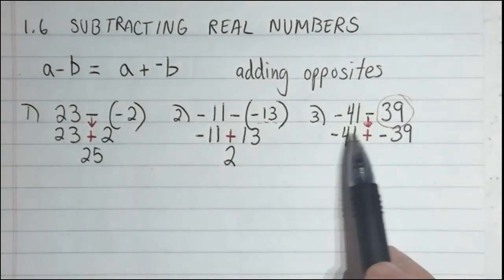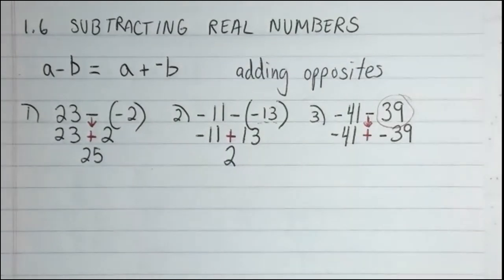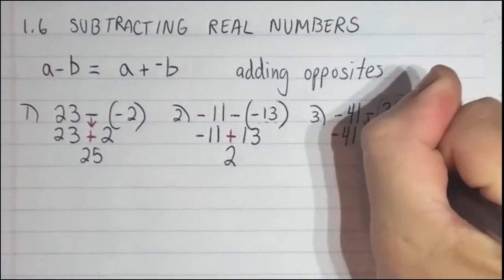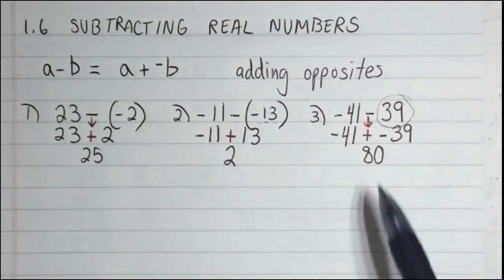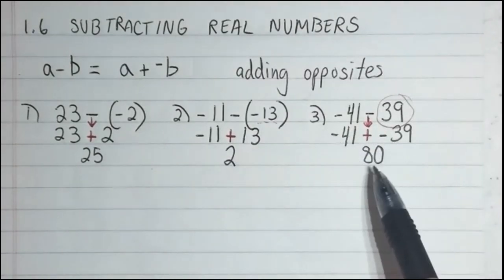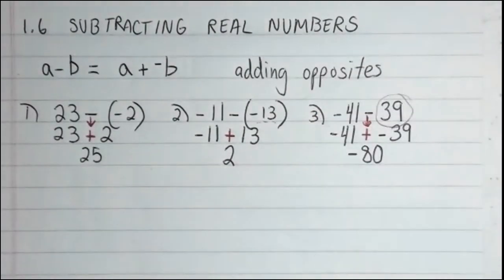So now we go back to our addition rules. Are the signs the same or different? You'll notice they are the same. So we're going to add those two together. 41 plus 39 would give me a value of 80. But again, since they're both negative, our answer is also negative.